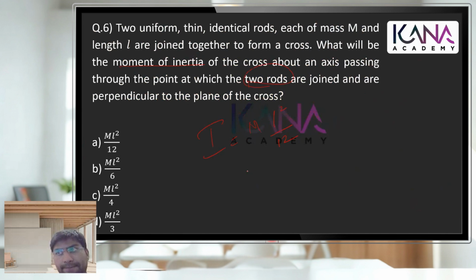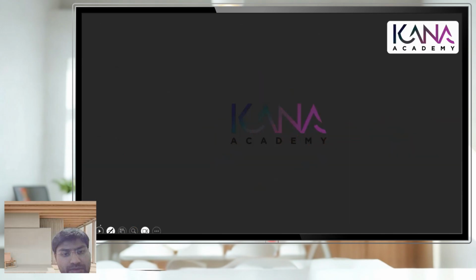Since the axis passes through each rod's center, the total I is 2 times this, m L square by 12. So if we solve this, it will be m L square by 6. It will be option B. Okay.